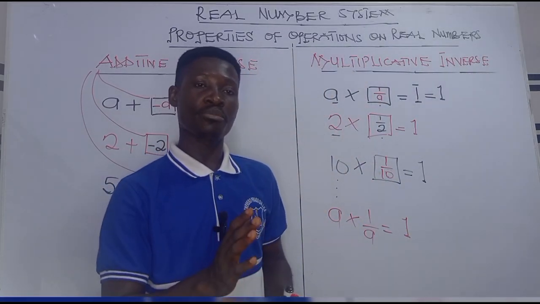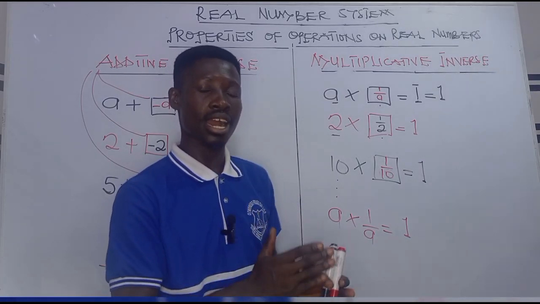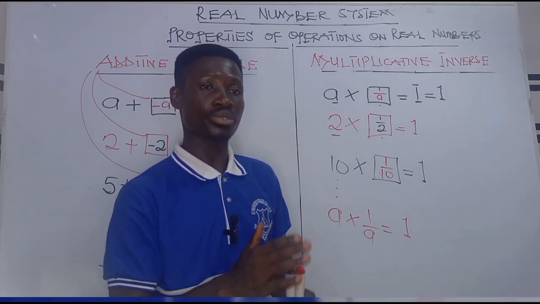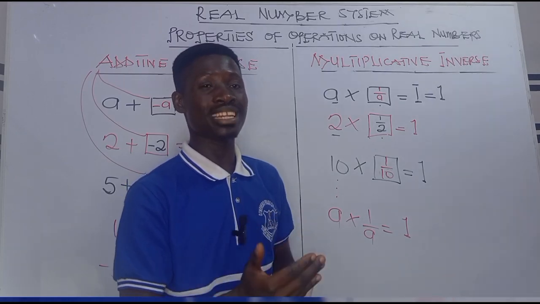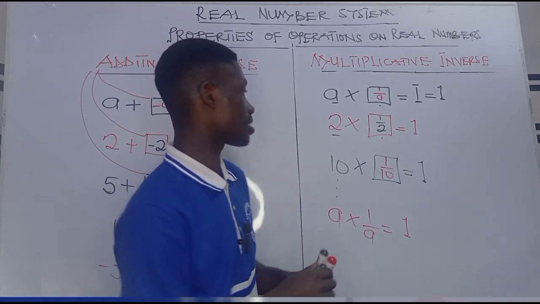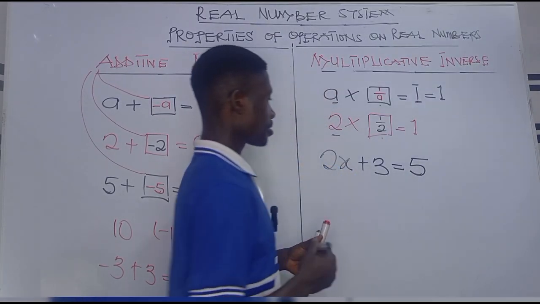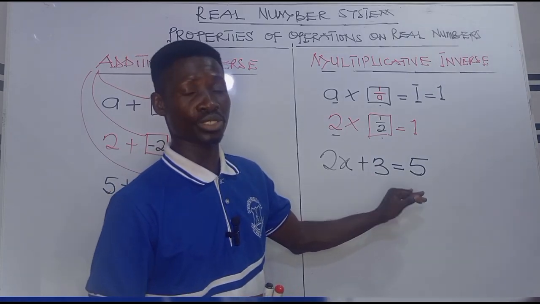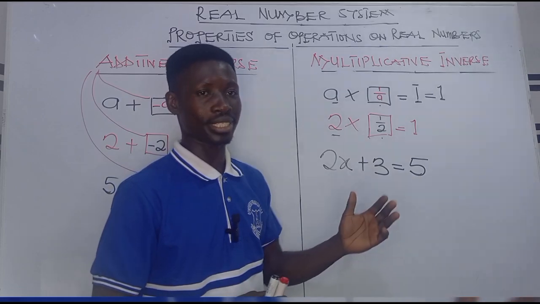You see, we have been making use of this inverse property day in and day out in our arithmetic operations in mathematics, but we have not taken note of that. Now let's take it that you are being presented with a simple linear equation of this very form, 2x plus 3 equals 5. How will you go about this?